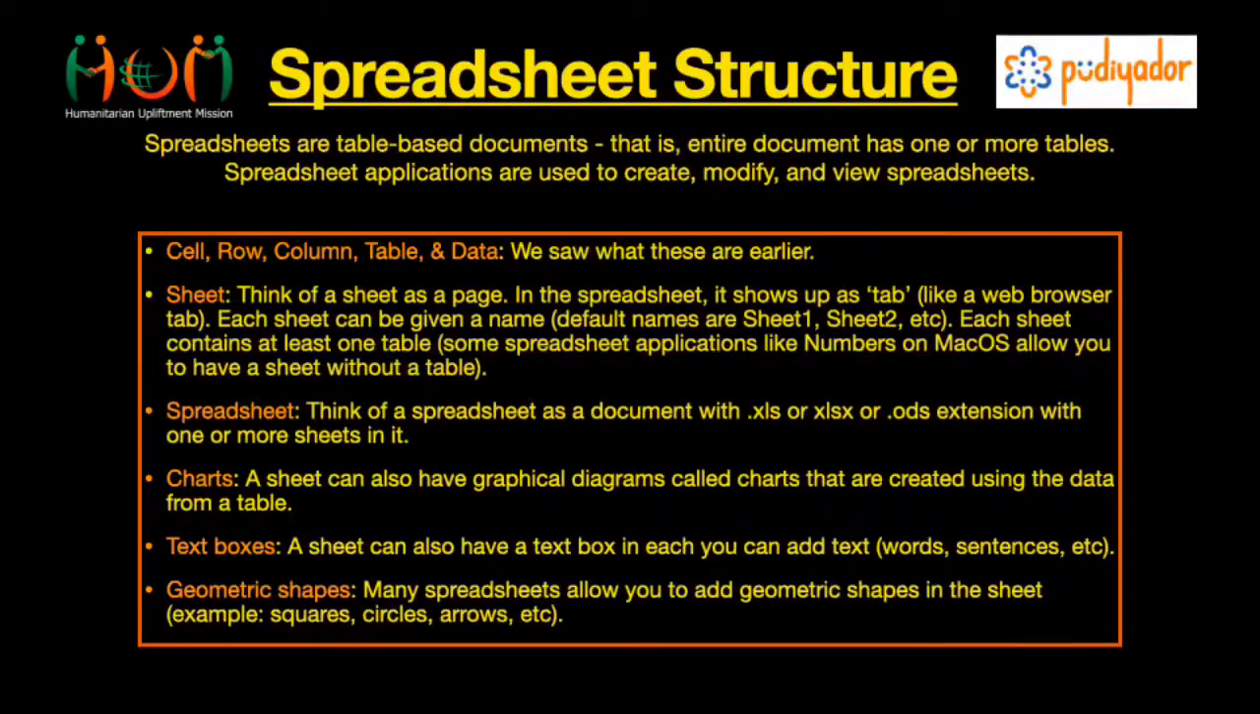And then a spreadsheet creates a spreadsheet document with an extension. The extension may be .xls, which is an old format, or .xlsx, which is a new format. Or in the case of LibreOffice and OpenOffice, they may use .ods, which is their own format.